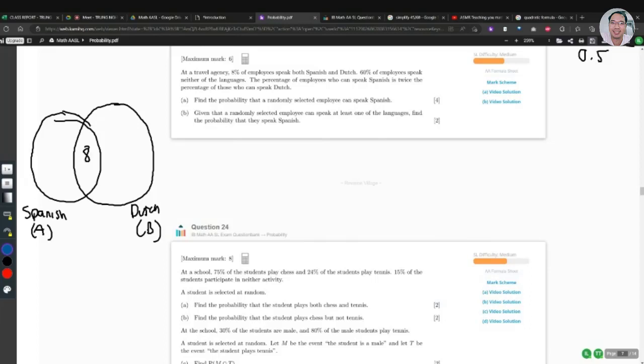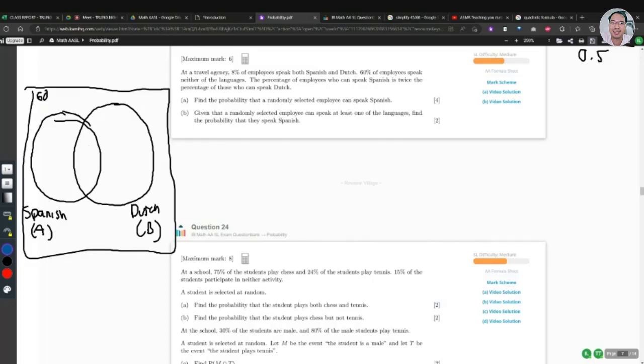Speak both, yes, 8%. 8% means 0.08. 60% means 0.6. 0.6 is outside. I think A is like finding P of A, right? Probably of A, because A is Spanish. Find the probability that a randomly selected employee can speak Spanish. Yeah, exactly. Can speak Spanish, including those who can speak both languages, including the intersection.